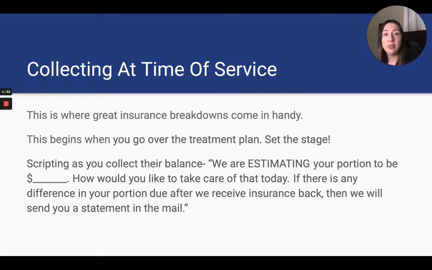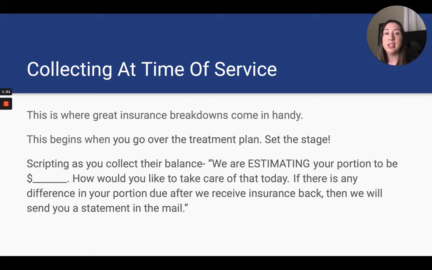When we have that information in, then we can be confident that we are giving our patients the best estimate that we can of their portion that will be due at the time of service. So this all begins when you're presenting the treatment plan. We're going to set the stage, and I'll give you an example.